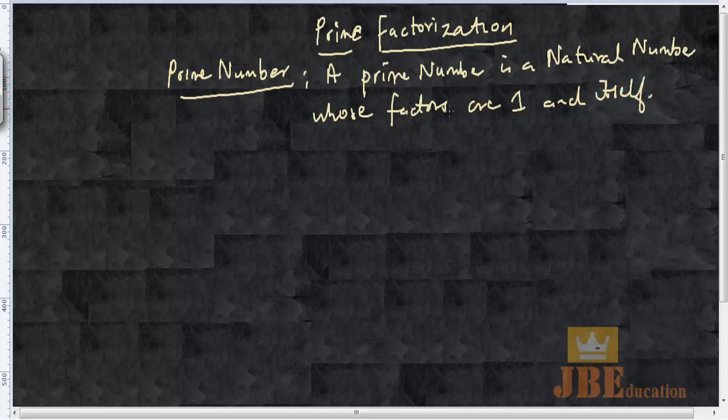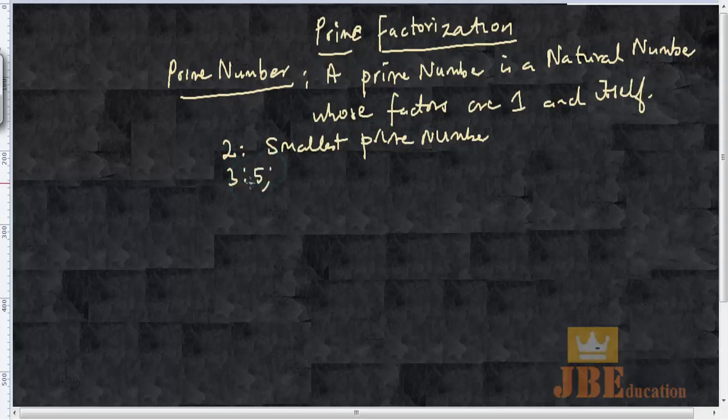Okay, so examples: 2 is the smallest prime number, remember that, smallest prime number. Now 3 is also a prime number, 5 is also a prime number, 7 is also a prime number, 11 is also a prime number. So all of these are prime numbers. Now how do we consider them as factors?